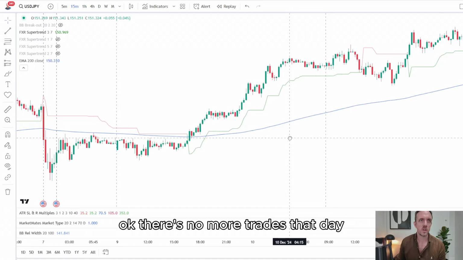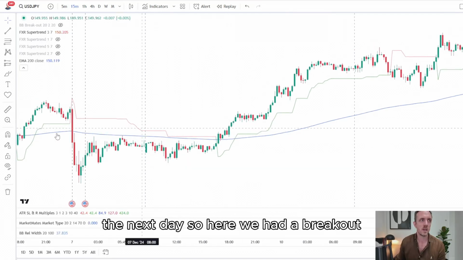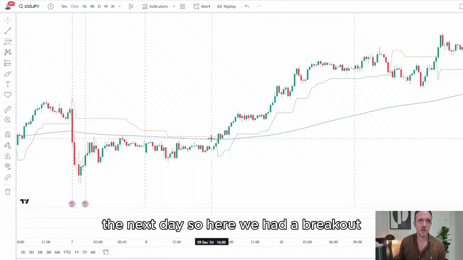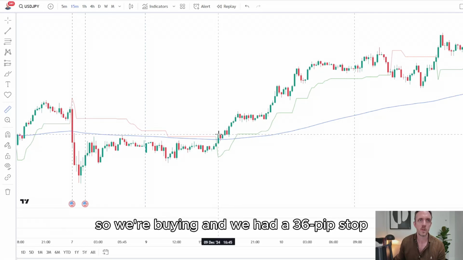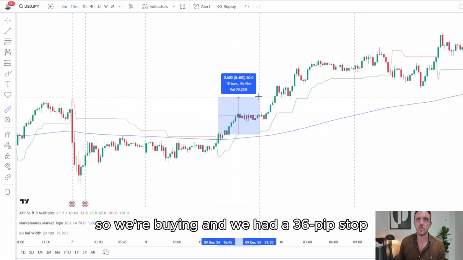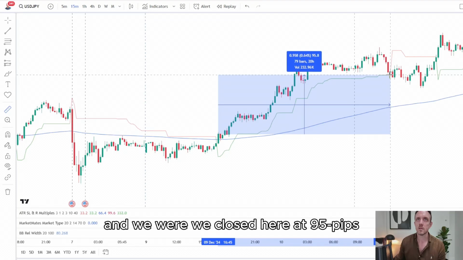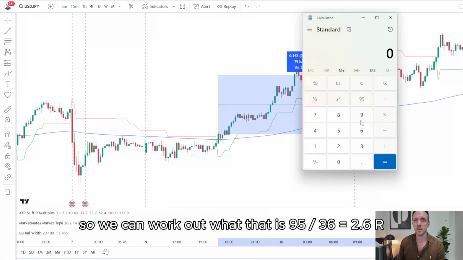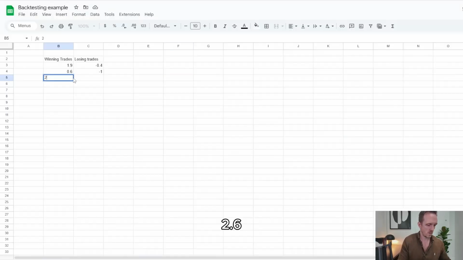Okay, there's no more trades that day, and then we can go back to the next day. So here we had a breakout. The price broke out here. It's above our moving average. So we're buying. And we had a 36 pip stop. And we closed here at 95 pips. So we can work out what that is. 95 divided by 36 equals 2.6R.